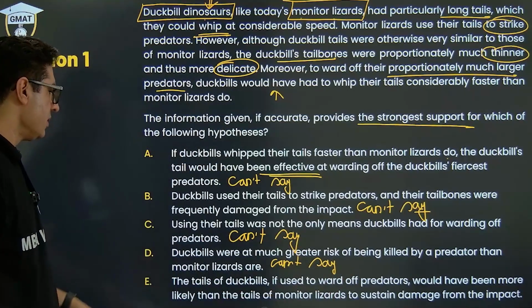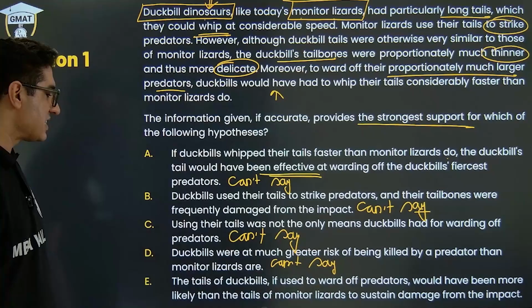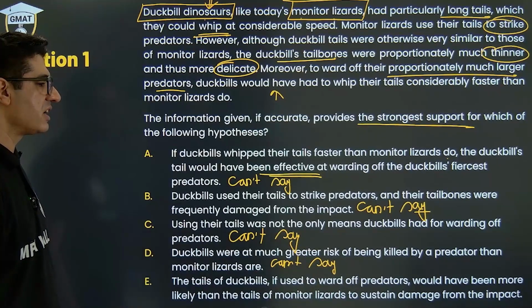Let's look at E. The tails of duckbills, if used to ward off predators, would have been more likely than the tails of monitor lizards to sustain damage from the impact.